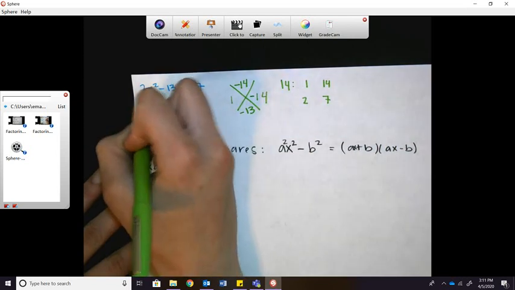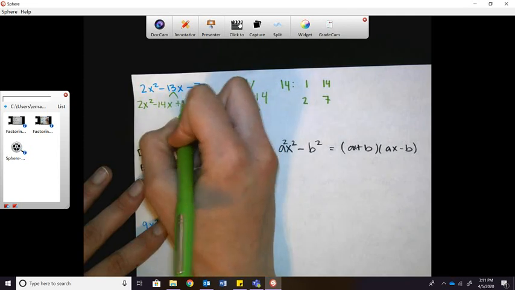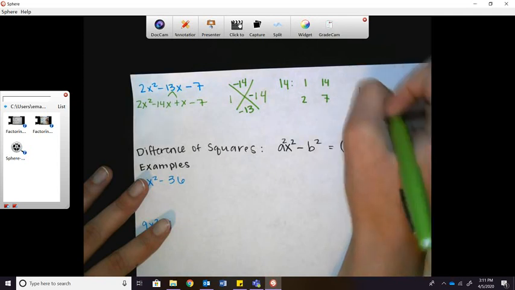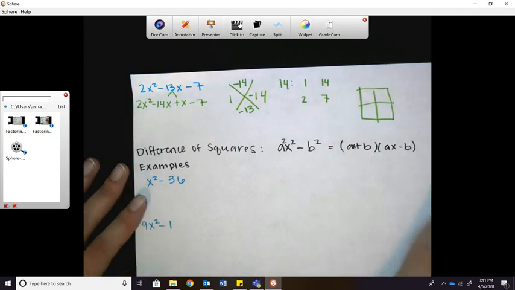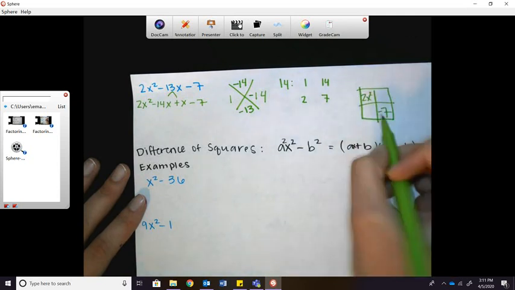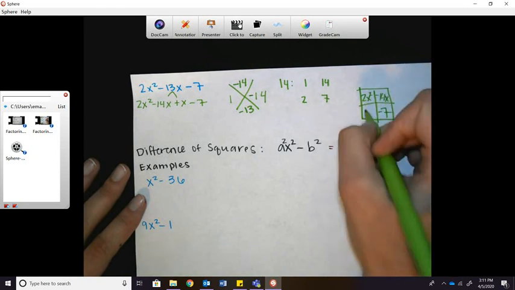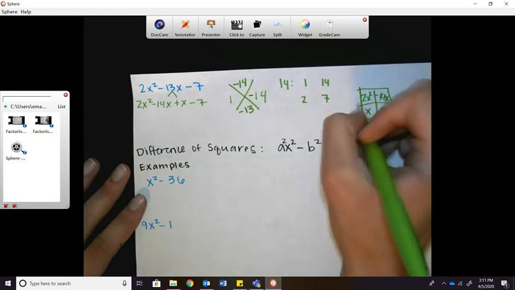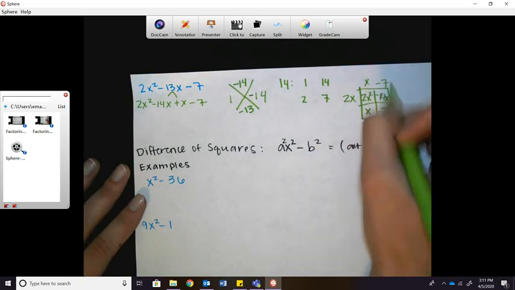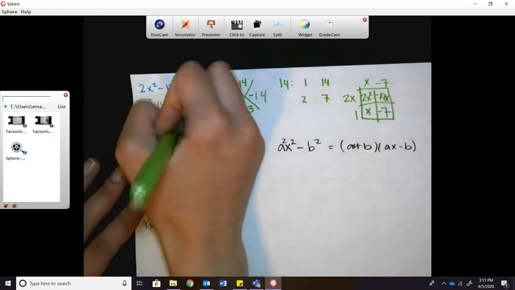So again, what I'm doing is I'm splitting this into two terms, and I am going to use those to create a nice, beautiful box. So I am going to put my first in my first, and my last in my last. Remember, this is not negative 14, it's negative 7. Negative 14 goes here in x. So when I take everything out, watch your negative. I'm left with x minus 7, 2x plus 1.